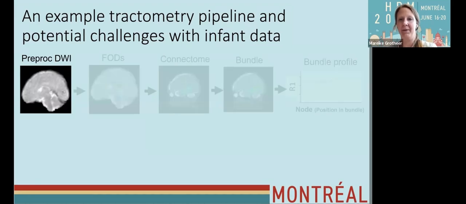The first step in the pipeline is to pre-process the raw diffusion data. At the very least, this would typically include correcting for susceptibility-induced distortion, eddy current correction, and motion correction. Out of these processing steps, motion correction is one that is particularly challenging in infant data. After all, we cannot ask an infant to please lie still in the scanner. Moreover, since the infant brain is smaller, the same amount of movement will be more detrimental to data quality.